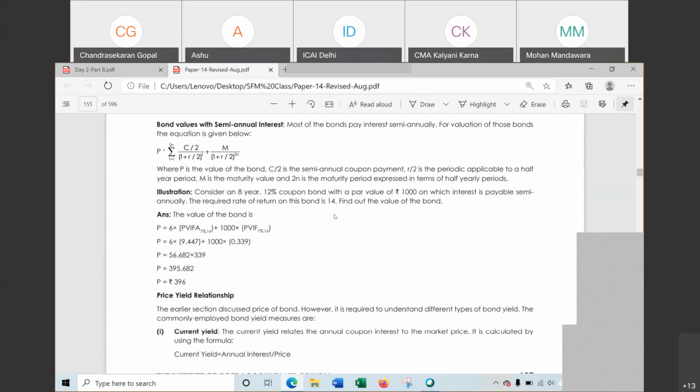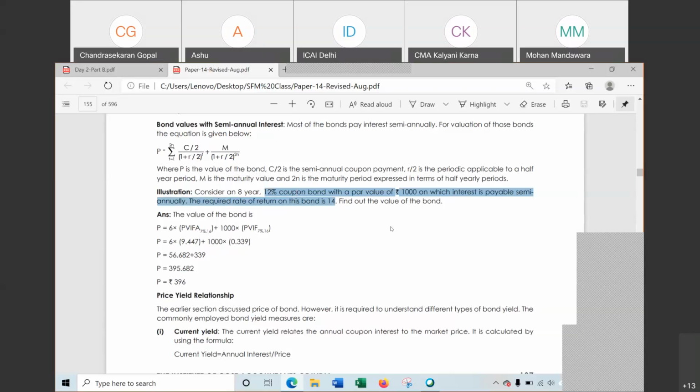16 will be the time period, and rate of return is 14%, so it will be taken as 7%. Now PV factor for 7% and 16 years. Present value annuity for 7%, 16 years, and this is interest. So first component is this one. Another is face value 1000 and present value factor at 7% for the 16th year. This one will be 0.339. So for bond valuation, the difference for semi-annual is we have to take the interest rate as half, time period as twice, and rate of return as half.